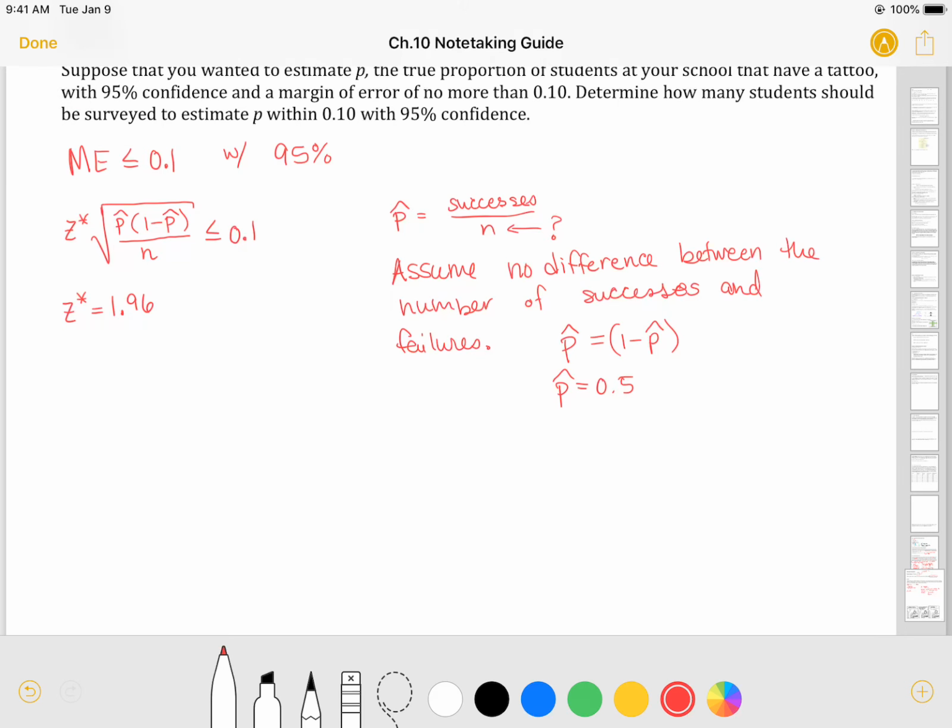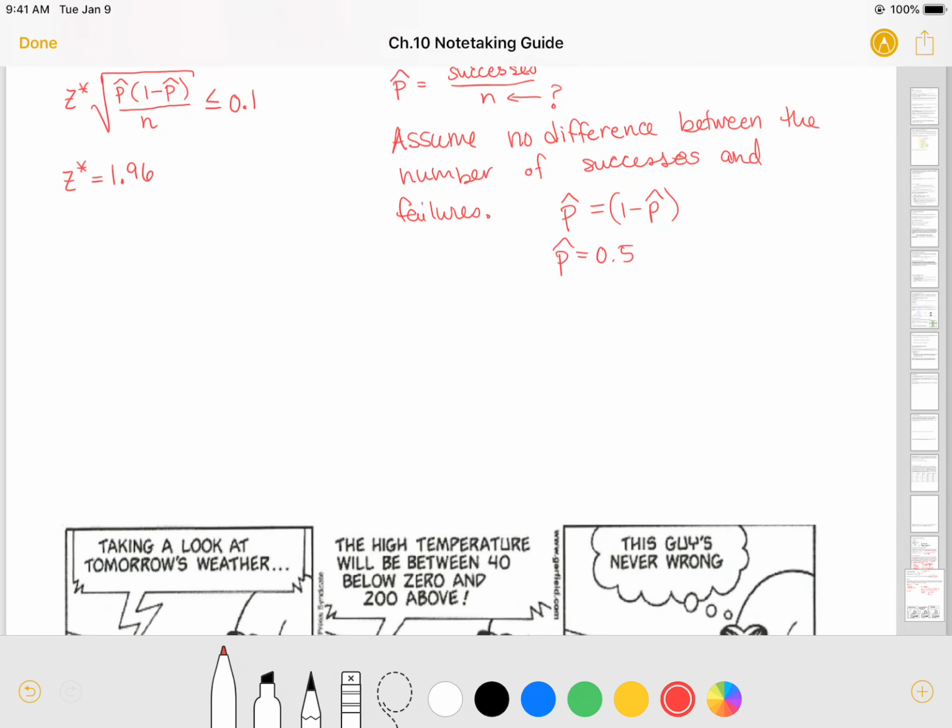You might come across a couple of these problems that ask you to find a sample size for a proportion, and that's when we need to assume that p hat is 50%. So we're going to plug this in and then just solve. What we have is 1.96 times the square root of 0.5 times 0.5 divided by n, and that is less than or equal to 0.1. The first thing you want to do is divide both sides by 1.96. So go ahead and do that.